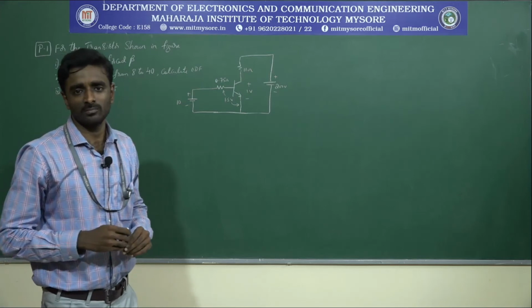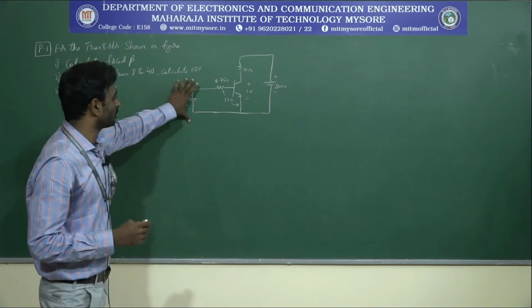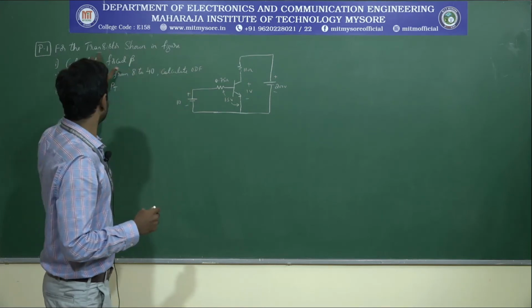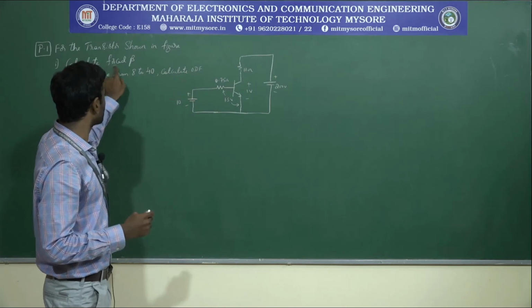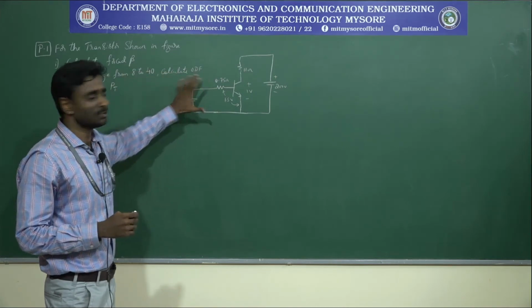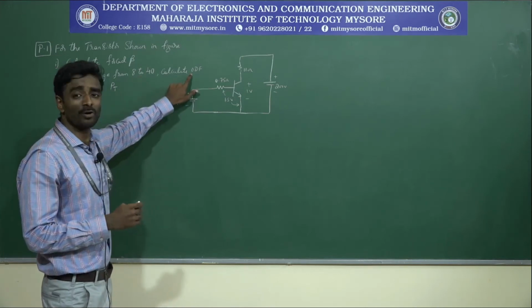Let's solve one problem based on the power transistor. I will take one circuit of a power transistor, where for the power transistor shown in the figure, first I should calculate the forced beta value. The second one will be, I should find out the value of the overdrive factor.